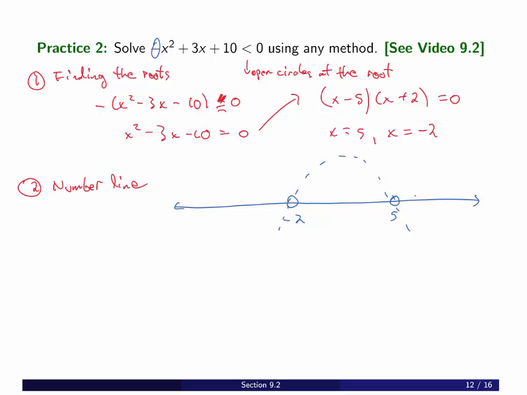So we're going to choose some points. I'm going to choose -3 because it's quite small. Between -2 and 5, I'm going to go for 0. I always try to go for 0. And I'll choose 6. Okay?